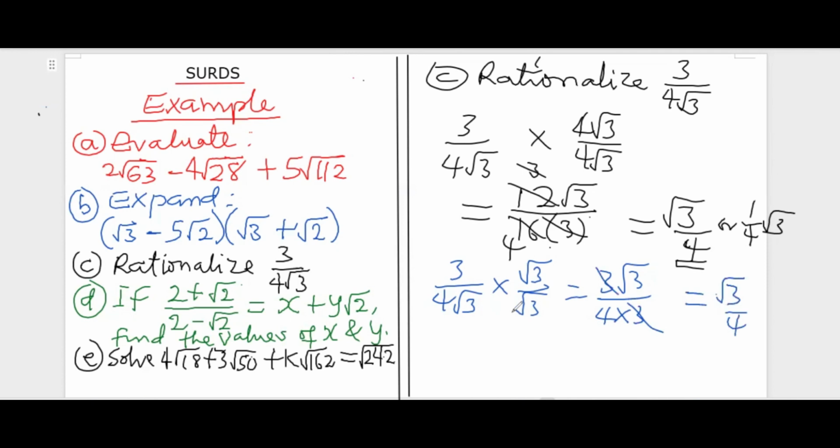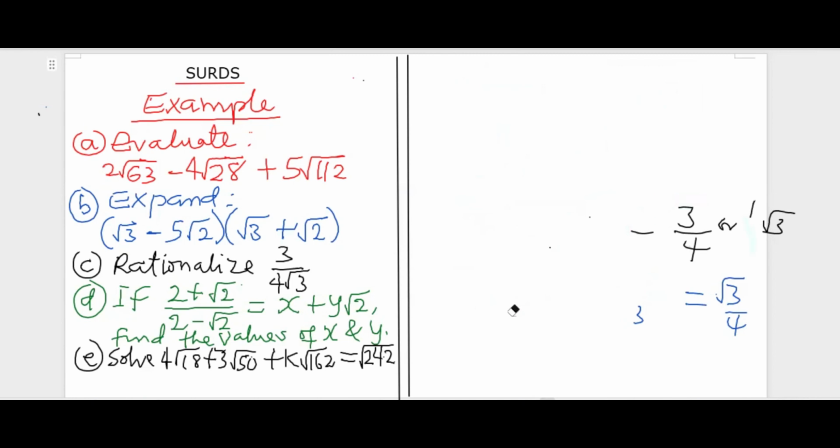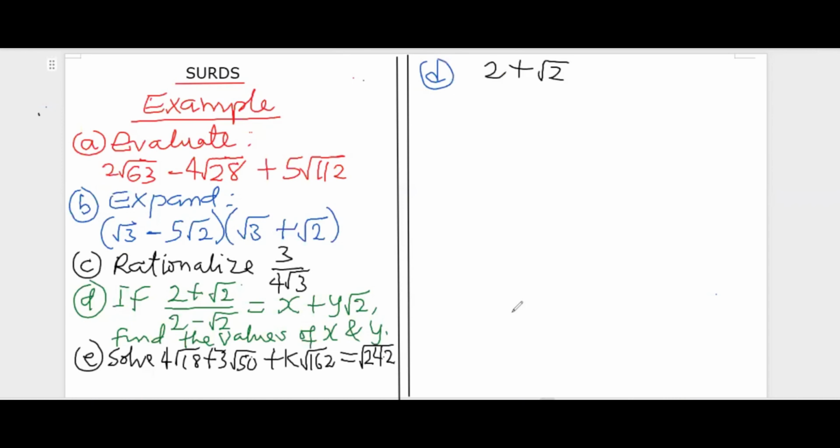We move on to D. In D, we are given 2 plus root 2 over 2 minus root 2 expressed as x plus y root 2.